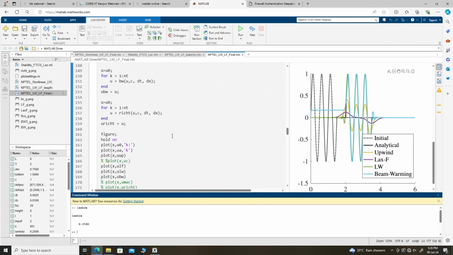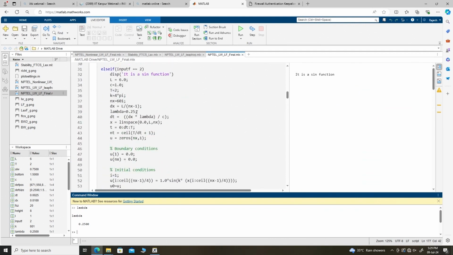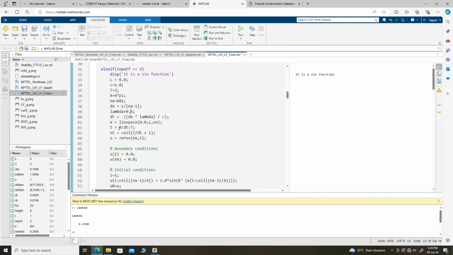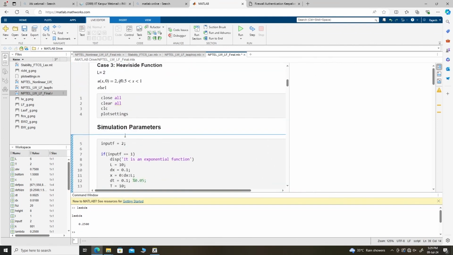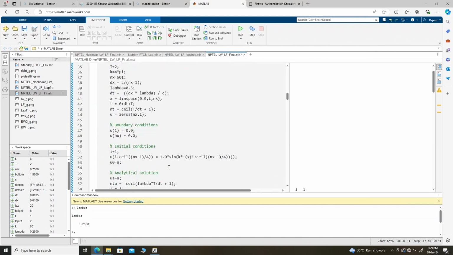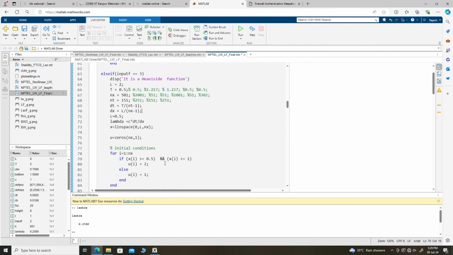As we discussed last time, lambda should not be very small if you are using the Lax-Friedrichs scheme, because the dissipation will be very high. Okay. Finally, let me change it back to, let us say, 0.5. Finally, I will show you the Heaviside function. So, change the input to 3, which is my third input, the Heaviside function, which is basically initially a box, and let me just run this.